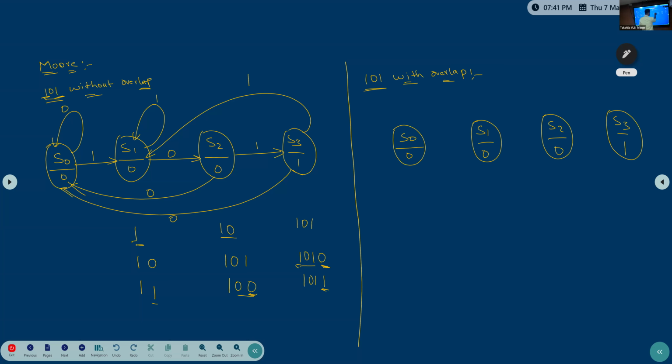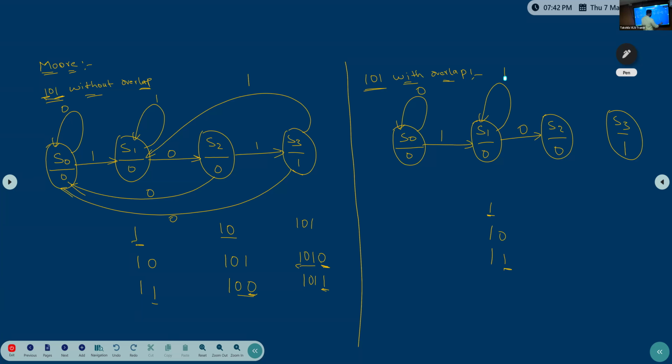Clear? So now 0 will come, so I will stay here only. If 1 comes, I will go to the next state. 1 is already detected, with two possibilities: 1 0 we can get, 1 1 we can get. So 1 0 will come, so that is the sequence bit, and I will go to the next state. If 1 comes, I will compare with this. It's matching, so I will stay in the same state.